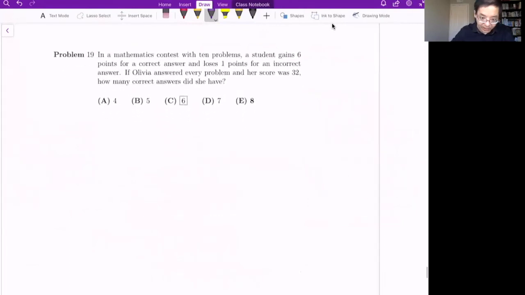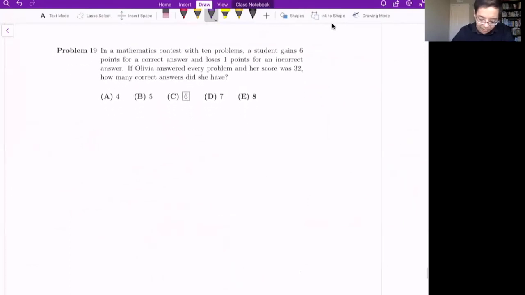Now let's look at number 19. In a math contest that has 10 problems, let's say problem 1, 2, 3, 4, 5, and all the way to 10.